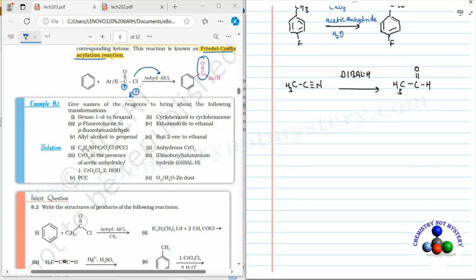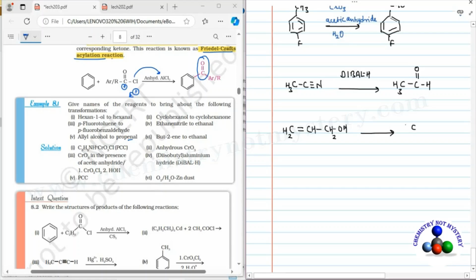Allyl alcohol to propenal. So here, let's draw the structure of allyl alcohol. The allyl position is carbon, double bond carbon, then single bond carbon. So this carbon is the allylic carbon, and here you have to attach OH. Now balance the hydrogens. So here CH2, CH, CH2, OH. So this is allyl alcohol. Now this allyl alcohol has to be converted into propenal.